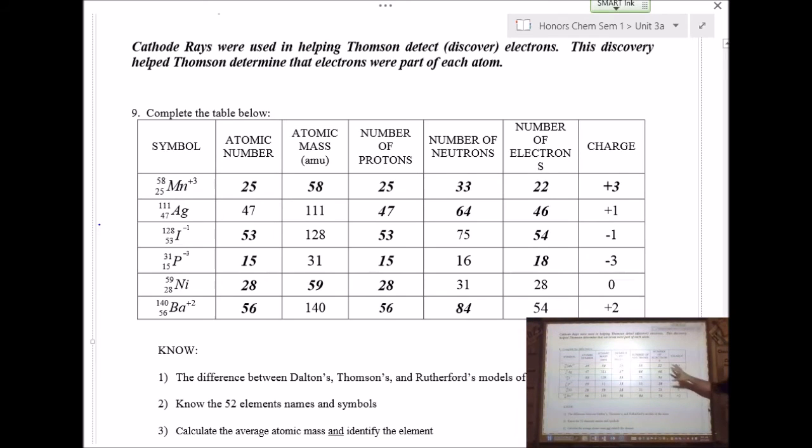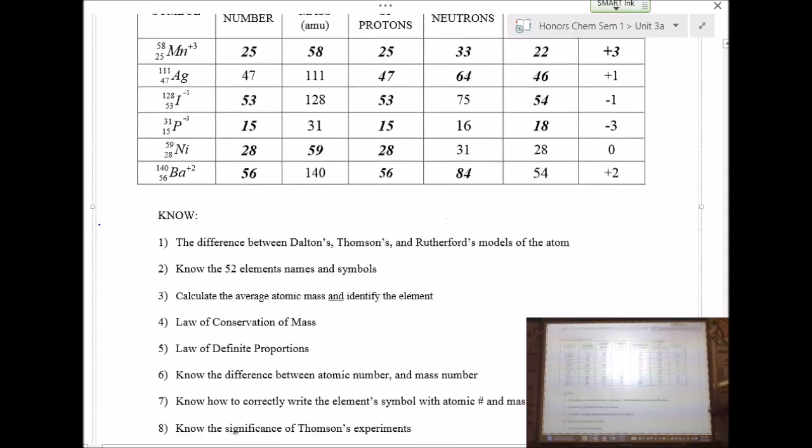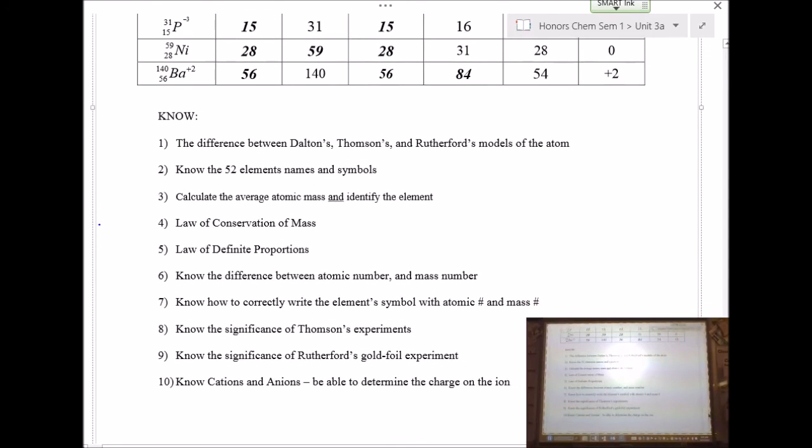All right. So, any questions? Need any clarifications with the table? Good. All right. So, here are some things to know for the test. Again, this is not everything, but it's a good thing to know. So, make sure you know the difference between Dalton's, Thomson's, and Rutherford's models. We just did that a second ago. Of course, know your 52 elements, names, and symbols. Never not know that. Number 3, make sure that you can calculate the average atomic mass and identify the element. That's what we had with the table.